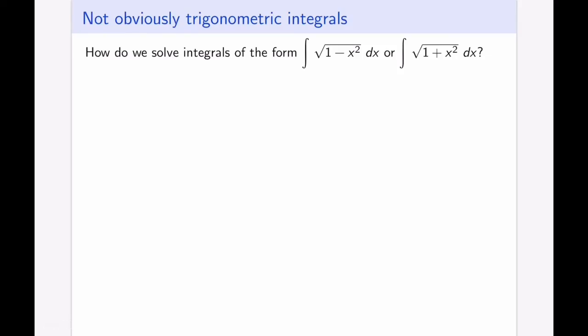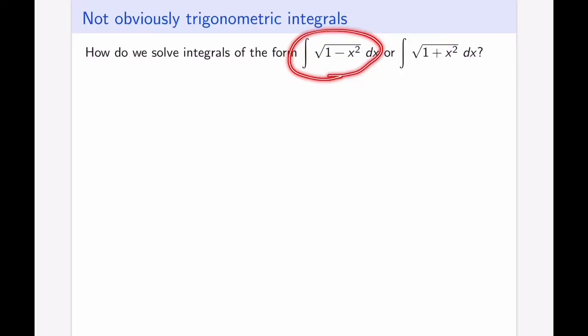Not obviously trigonometric integrals. So let's take a look at these two. I have the integral of the square root of 1 minus x squared, or an integral of a square root of 1 plus x squared. Well, they don't have any trigonometric functions in them, so why would we be covering them in this particular section? Well, let's just take a look at this first integral. How would we approach it in the first place?